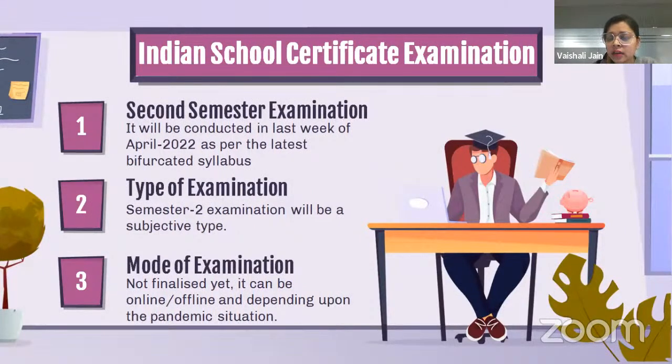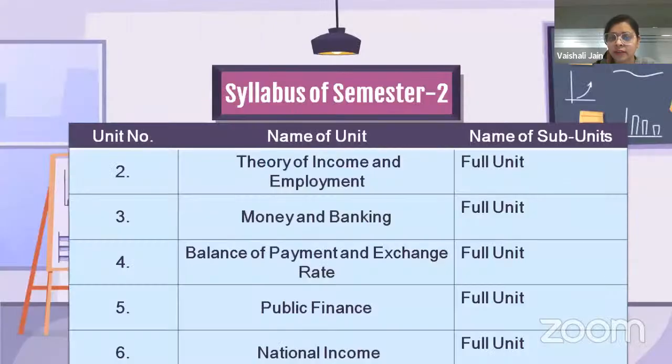So the second semester examination will be conducted in the last week of April, as per the latest bifurcated syllabus. The date sheet is yet to come. It will be a subjective type paper. The mode of examination is not finalized yet, though we are hoping it will be offline only. There are very high chances, provided the pandemic situation is conducive. We cannot comment as of now, but yes, we are expecting it in offline mode. Still, it will depend on whether the exams will be online or offline.